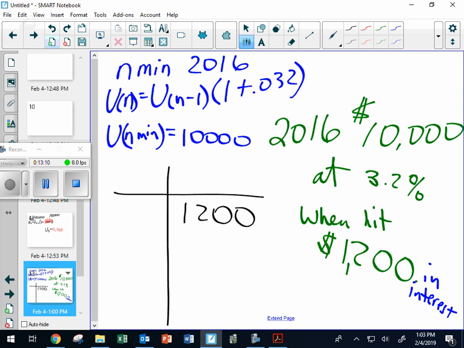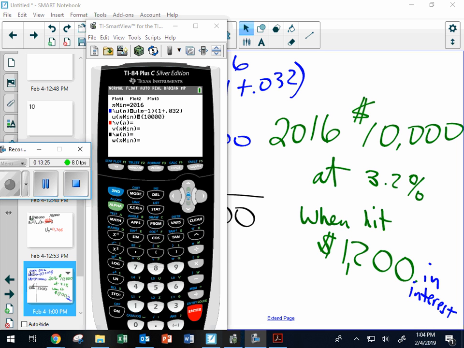And the year over here, how do you get like to go way down here? Do you seriously want to arrow down 2,000 times? Probably not. It's called table settings. I'll show you that on my calculator. I'm going to pause for a second. Okay, so first check if your y equals screen looks like mine. 2016, u sub n minus 1, 1 plus 0.032, starting with $10,000.